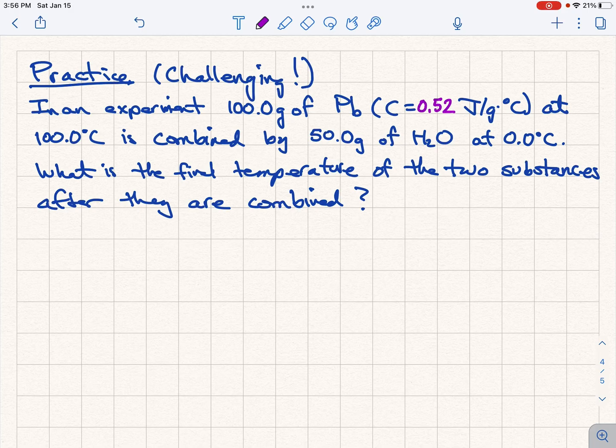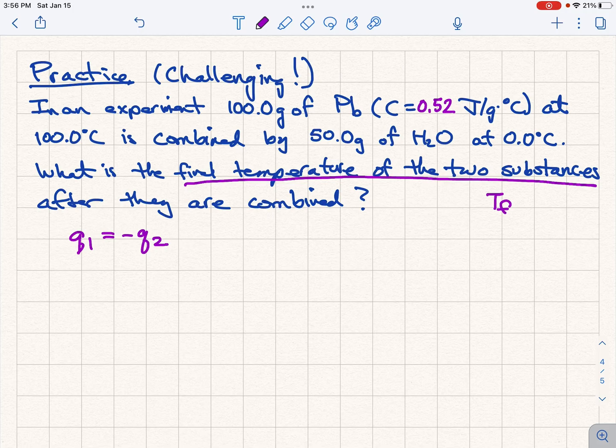Okay, so here are my hints. It says the final temperature of the two substances. So remember, that's going to be the same final temperature for both, right? So both of them, the water and the lead, are going to have the same final temperature, all right? That's my first hint. My second hint is that you're going to use the equation we just came up with in the previous question, Q1 equals negative Q2.